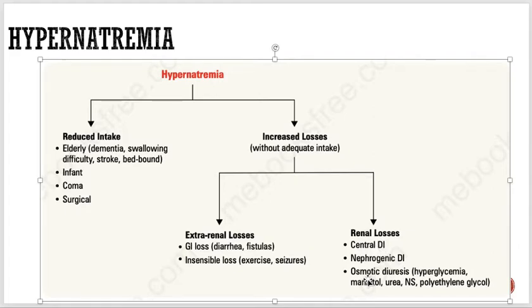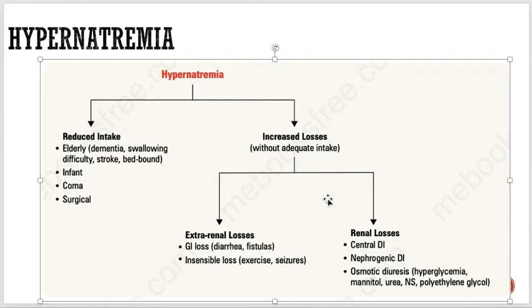Or if you are giving the patient drugs which are causing osmotic diuresis. Hyperglycemia is one of the examples, or mannitol, or urea, or anything like this, right? So these are the causes of hypernatremia.